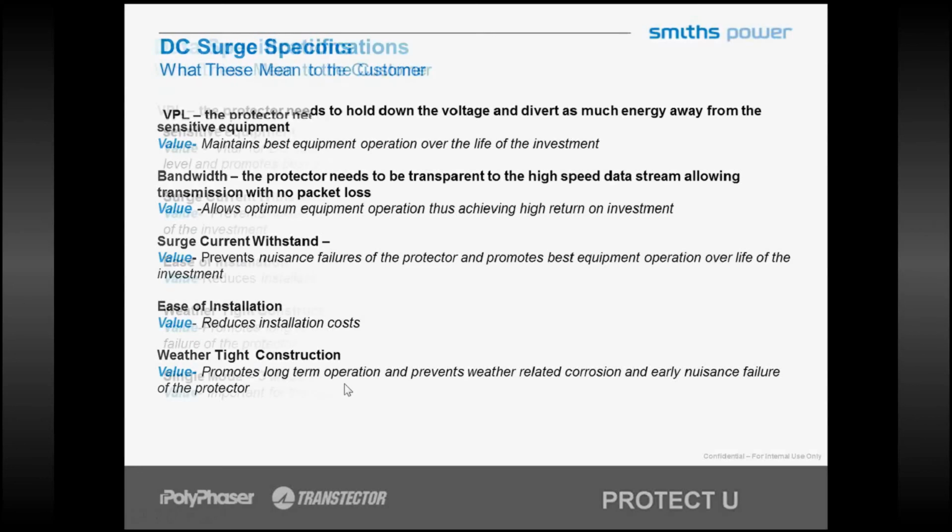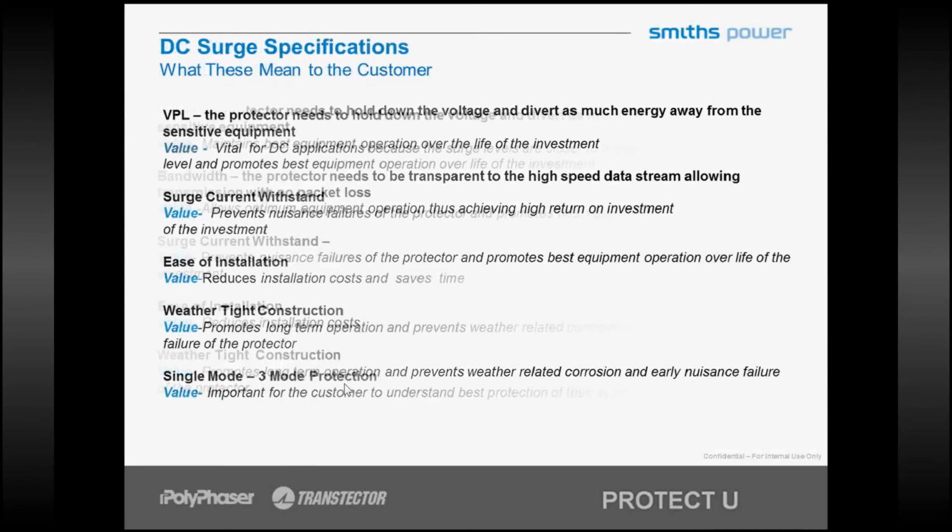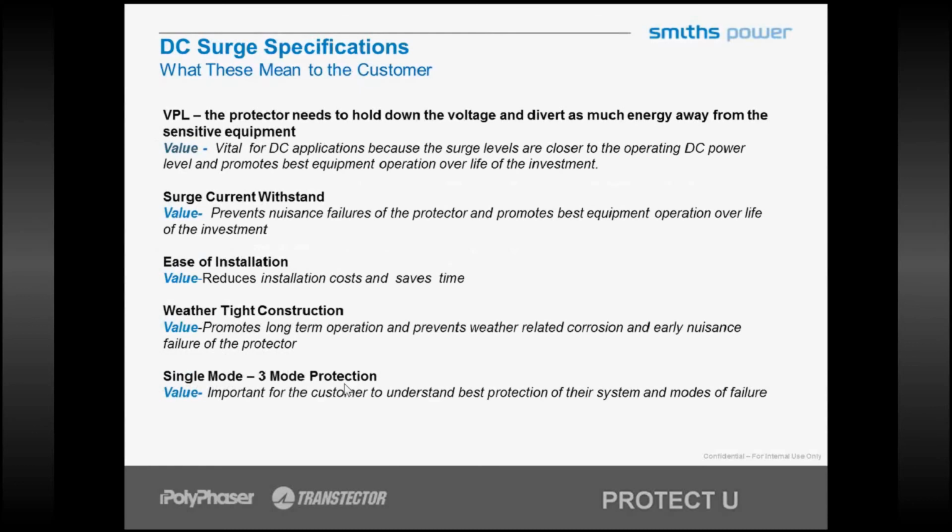DC products have similar sets of specifications. The VPL, of course, it needs to be low. The lower the better. DC power is very sensitive to higher voltage transients. The surge current withstand prevents nuisance failures. It promotes best equipment operation over the life. DC protection has to be easy to install. DIN rail mounted, outdoor rated for weather-tight construction. Single mode or 3-mode protection. We provide both types of protection products to allow the customer best operation and best application.